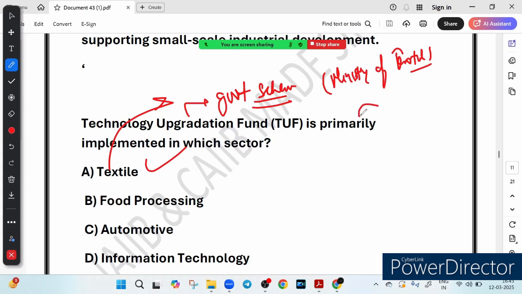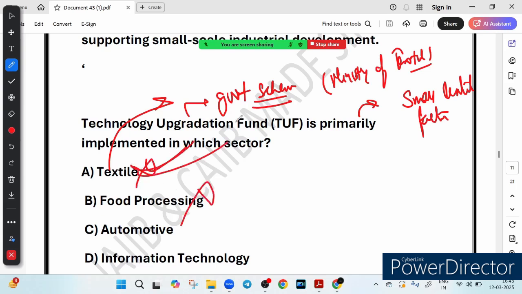For example, you can imagine a small textile factory, right? Using old weaving machines. With TUF support, the factory owner can buy modern automated tools and looms at a lower cost. This increases production speed and quality, helping the business grow. Option B, food processing. This is incorrect.